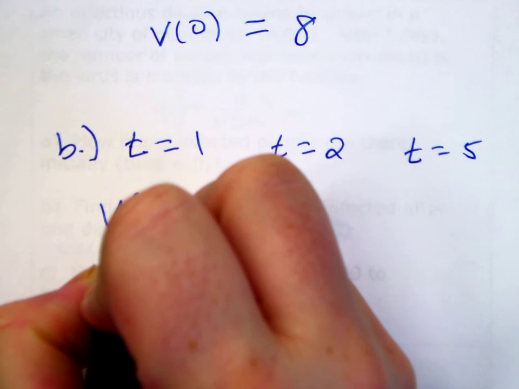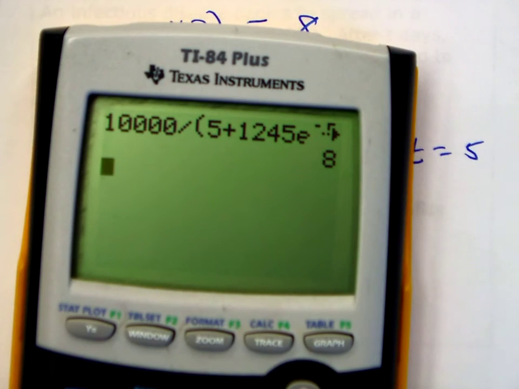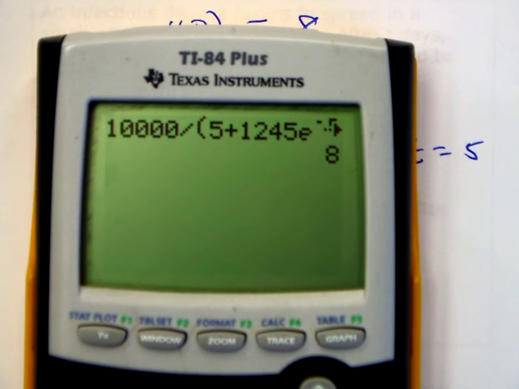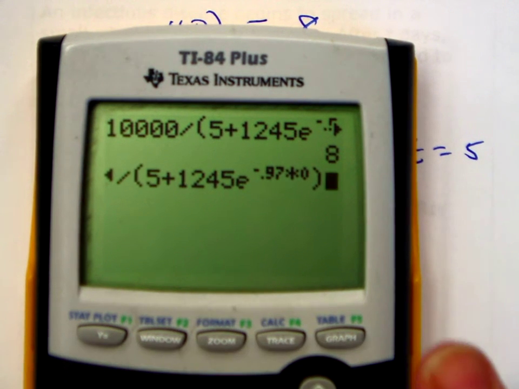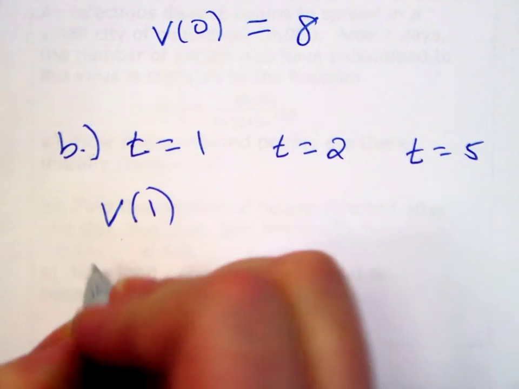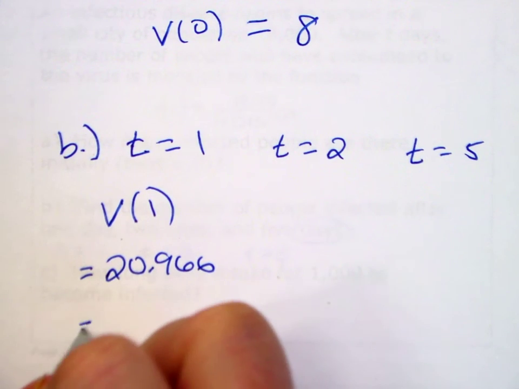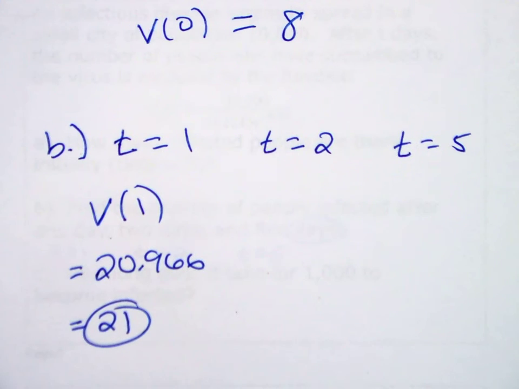So I'm going to find V of 1. I'm just replacing my t with 1. And this is the nice thing about using the graphing calculator, I can cheat. I'm going to hit second, enter. If you hit second enter, the whole thing comes up. Where was the t before? It was at 0. I'm just going to put a 1 and then hit enter. 20.966. And since we're talking about people, that's 21 people. So V of 1 is 21.